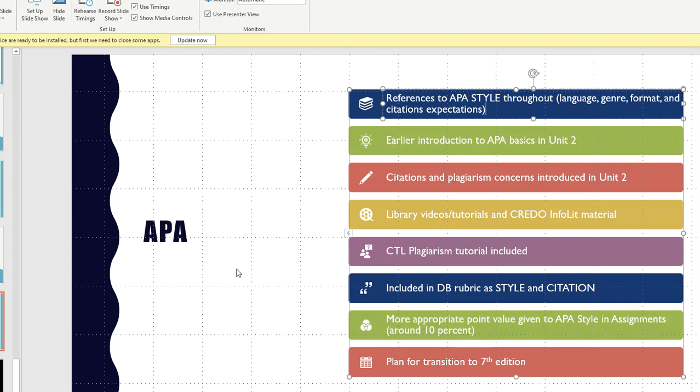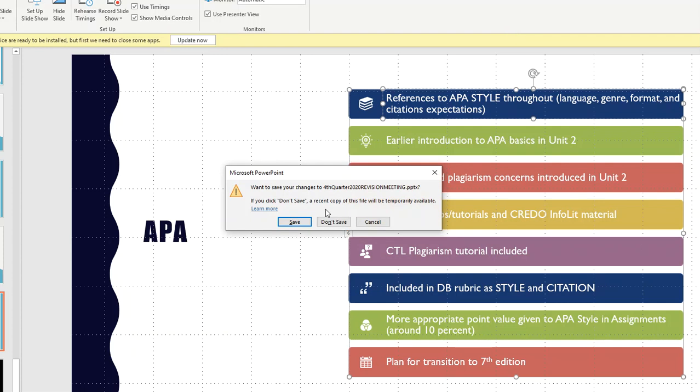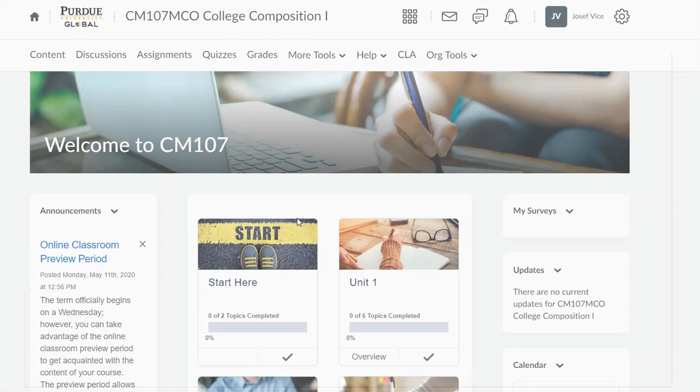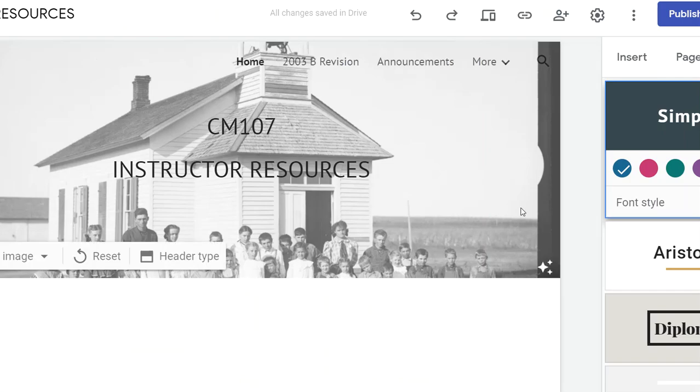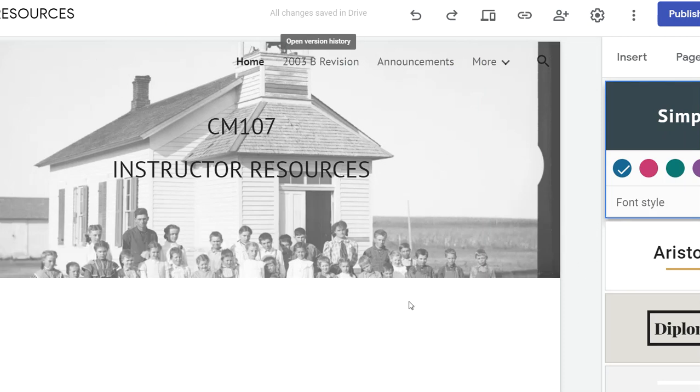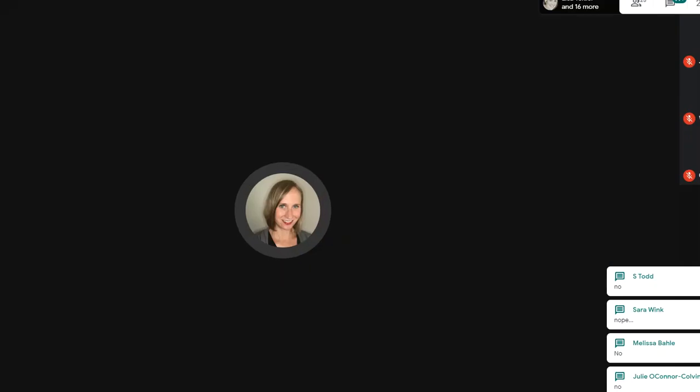All right, before we close out to questions, though, I'm going to stop sharing this PowerPoint, and I'm going to show you one thing. Let me make sure it's closing out. This is, everybody, the CM107 resource Google site. Can everybody see it? No, not yet. Okay. Well, it's not sharing. All right. Let me see what I can do to make sure.